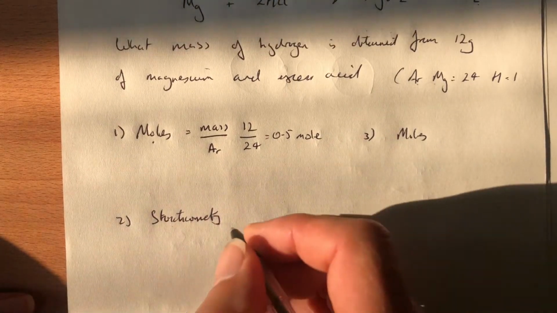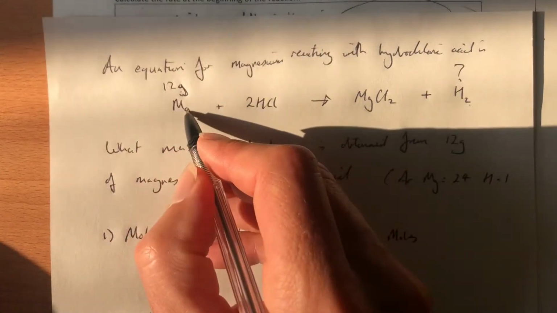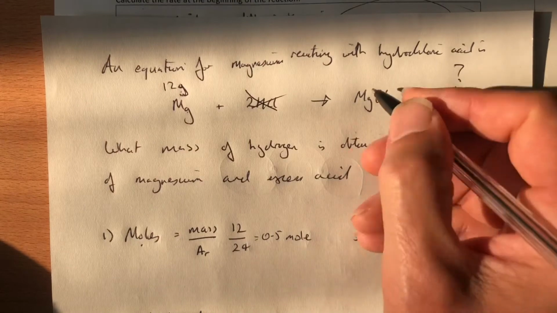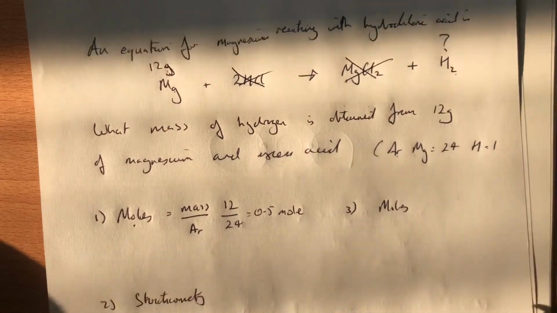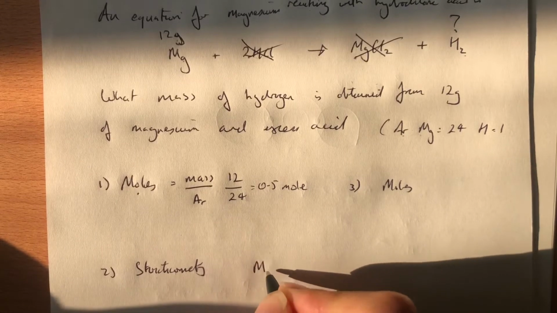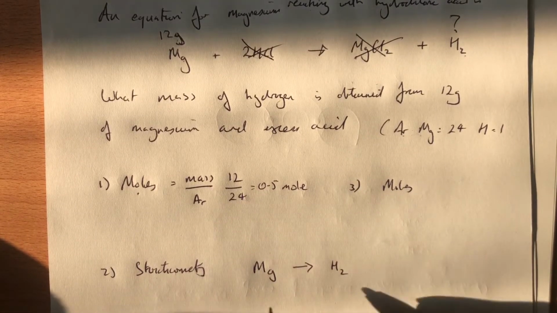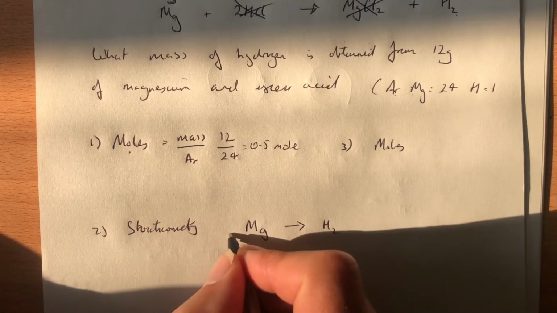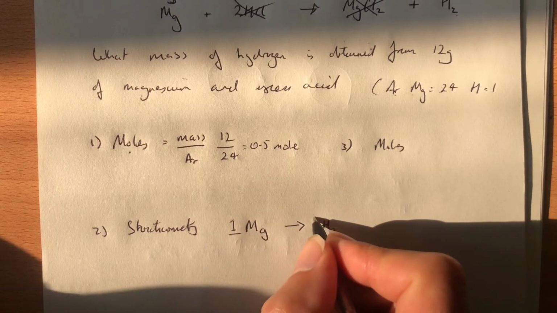Okay, next stage, stoichiometry. Well, this is the equation now. In the equation, we had 12 grams of magnesium and excess of acid, so we can cross that out. We're not worried about the magnesium chloride, so we can cross that out, and hydrogen is the question mark, so we need that. So let's write that equation down here. Mg arrow H2. So I've only written it with what I'm interested in. There's no number before the magnesium, so there's an invisible number 1 there. There's no number before the hydrogen, so an invisible number 1 there.